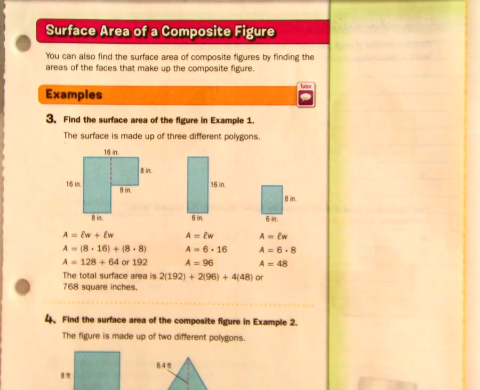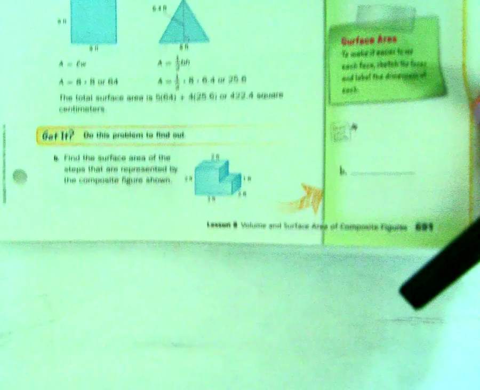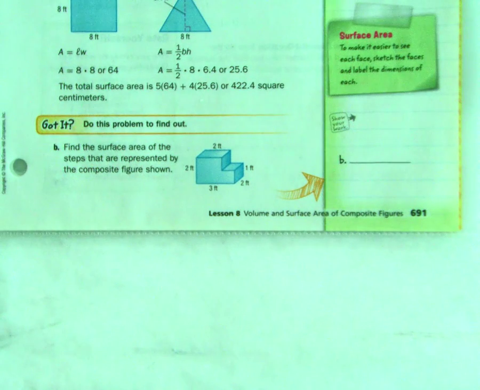The next thing we're going to do is find the surface area of a composite figure. You can also find the surface area of composite figures by finding the areas of the faces that make up the composite figure. Now, when we look at example B, it says find the surface area of the steps that are represented by the composite figure shown. When we are finding surface area of the composite figure, we are only finding area of the faces that we can touch. So if we were to actually have this figure in our hand, what faces could we touch? That's the areas we're finding. Or you can think of it as if we were to wrap this figure, what faces would we actually wrap? What would we need wrapping paper for?